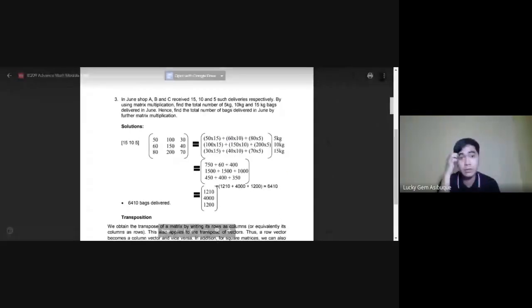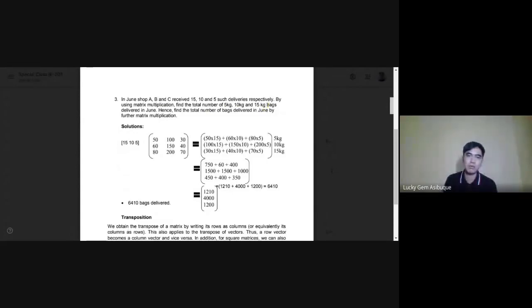Okay? So, in a June shop, number 3, problem. In a June shop, A, B, and C received 5, 10, and 5 deliveries respectively. So, dito daw, sa isang shop daw, nakakuha daw siya ng mga deliveries, 15 deliveries, 10 deliveries. Okay? So, dito, by using matrix multiplication, find the total number of 5 kg. So, hanapin daw natin yung total number ng mga 5 kg, 10 kg, and 15 kg ng bags doon sa mga deliveries na yon. Okay?